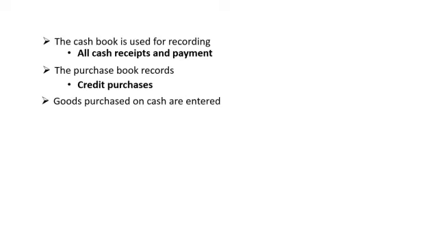First, the cash book is used for recording all cash receipts and payments. Second, the purchase book records credit purchases. Third, goods purchased on cash are entered in the cash book.